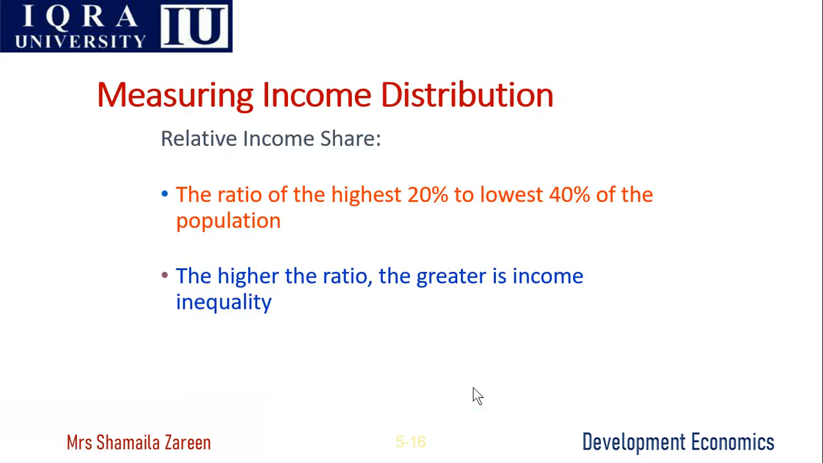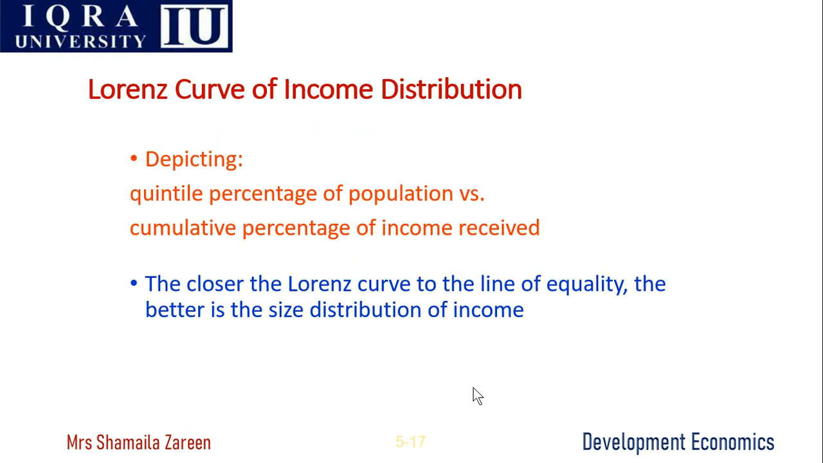So actually, this is about the relative income share. It means the ratio of the highest 20% to the lowest 40% of the population. The higher the ratio, the greater the income inequality.